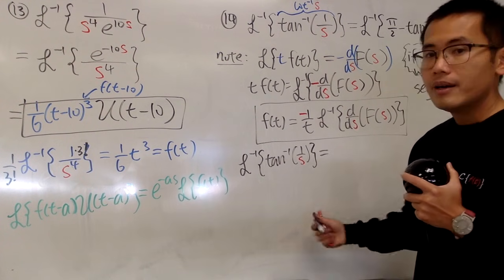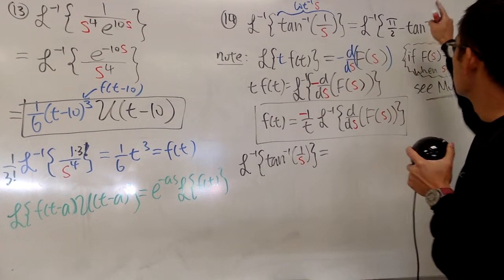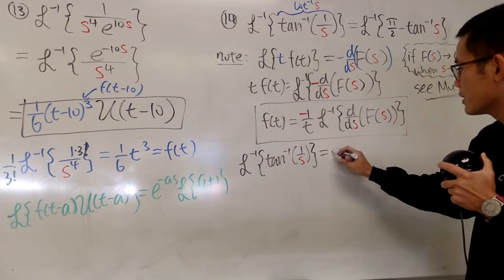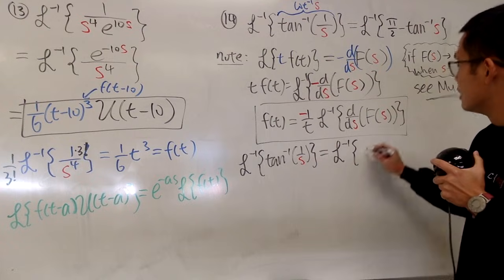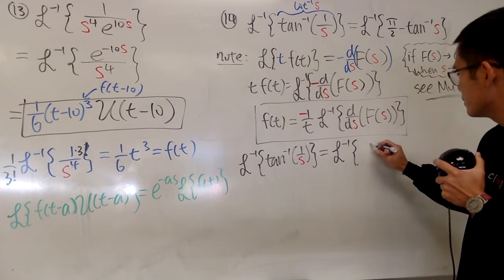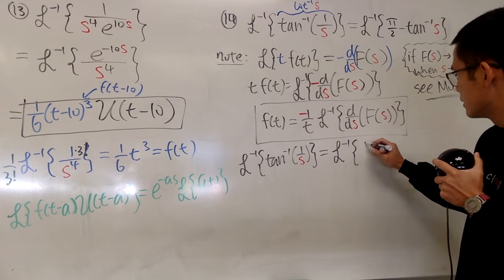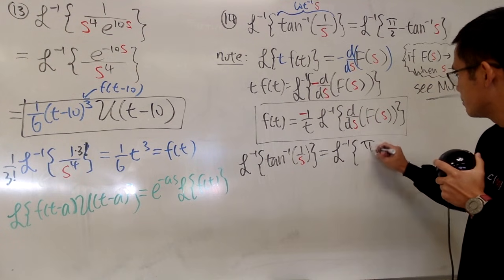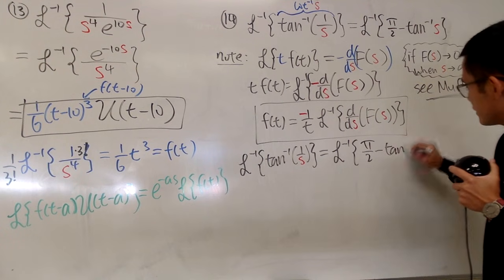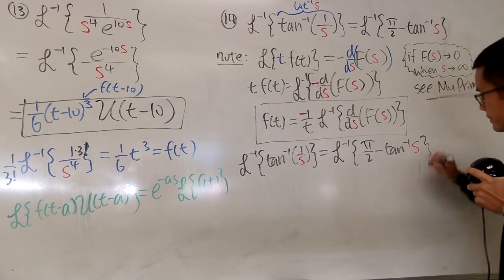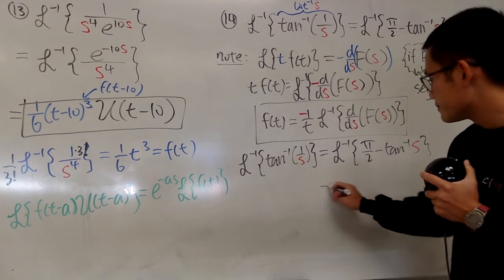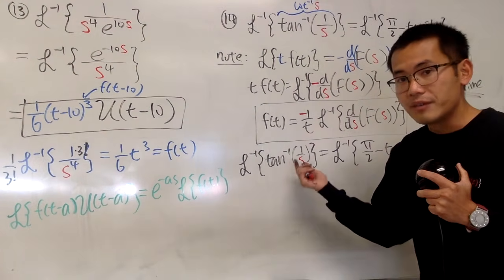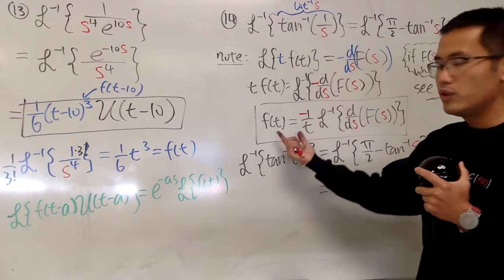As I said earlier, this expression is the same as that. It's the same as that. And then let me use this version. So this is the inverse Laplace of pi over 2 minus inverse tangent of s. All right? Good. Now, remember this right here will give you f of t. This right here will also give you f of t.